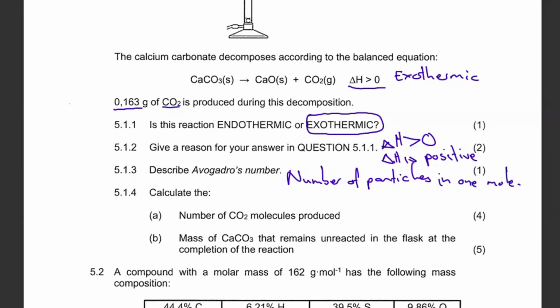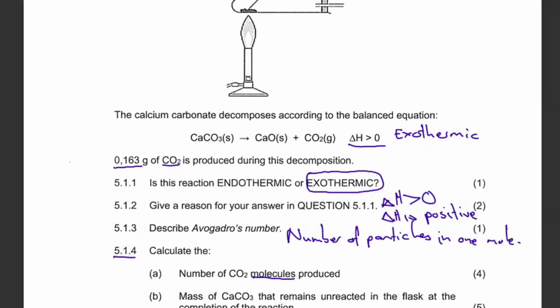Question 5.1.4 says calculate the number of carbon dioxide molecules produced. To calculate this, what we actually need is the number of molecules. So we're going to use the top part here to calculate the number of particles. Now what we're going to have is the number of moles.